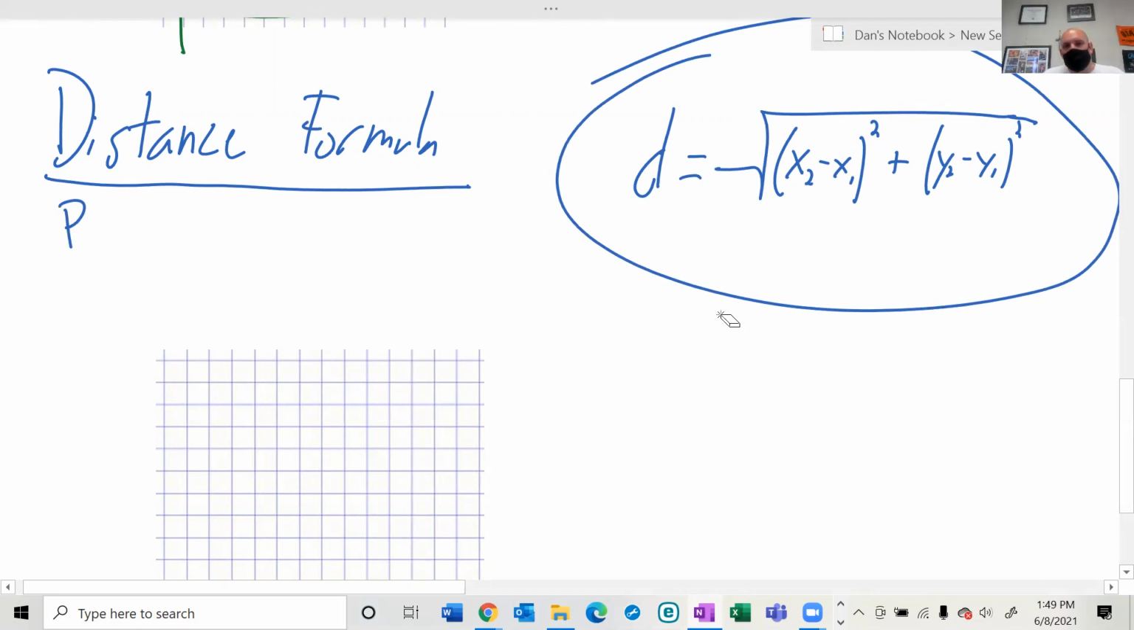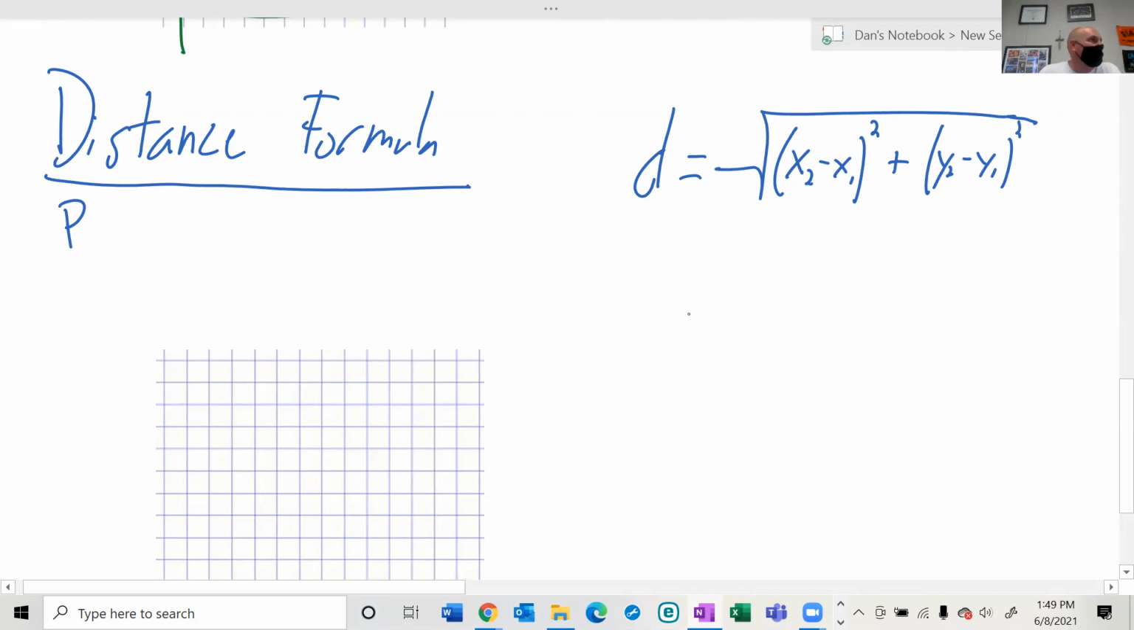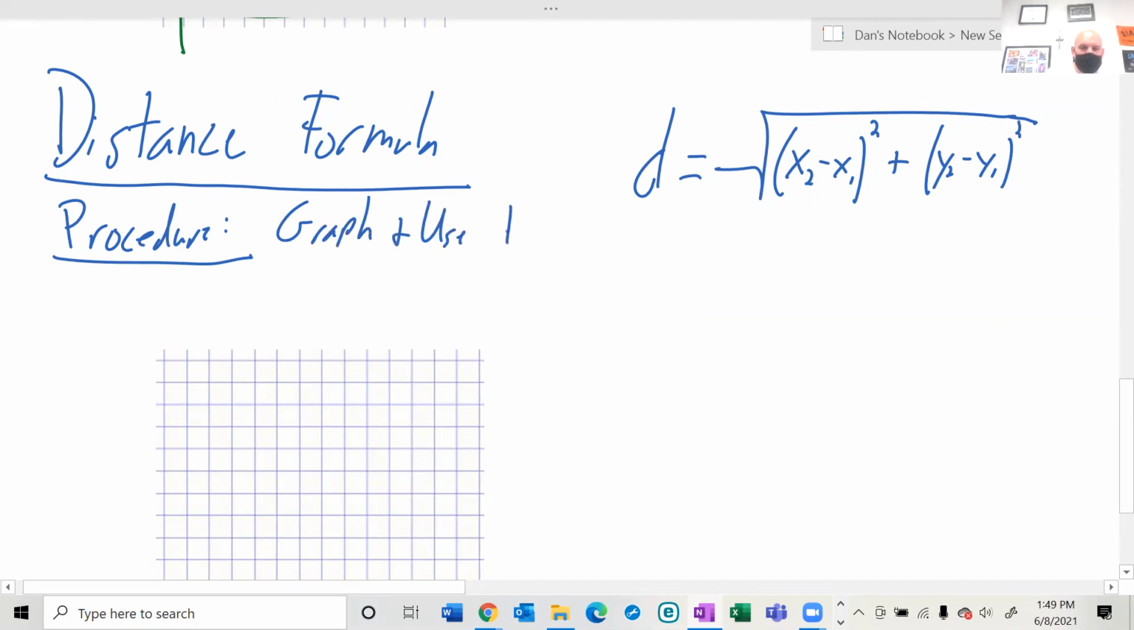And this distance formula is supposed to be a shortcut. It's supposed to be a shortcut that makes things easier. I'm going to tell you right now, doing it the long way is actually easier than that shortcut distance formula. So here's the procedure that we're going to do. You are just going to graph and use Pythagorean theorem. You guys should have some exposure to Pythagorean theorem. If you don't remember it, it'll come back to you as I go over it with you now.